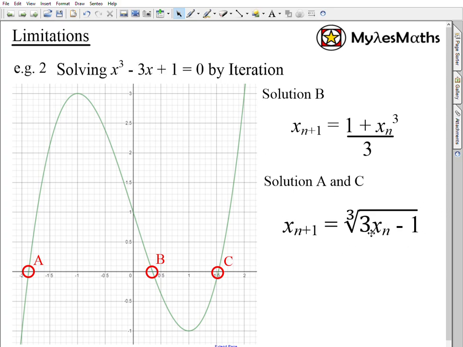That's possible, and you could have some fun doing that. But if you want solution A, then you have to use this iterative formula, and you have to start with an x0 value which is less than the value of B, so anything from the left of B. Whereas if you want to get a value for C, you use this iterative formula, but you start with an x0 value which is greater than the value of B. So the thing is, you don't know which solution you're going to get from which iterative formula necessarily, and that's a major limitation of iteration.